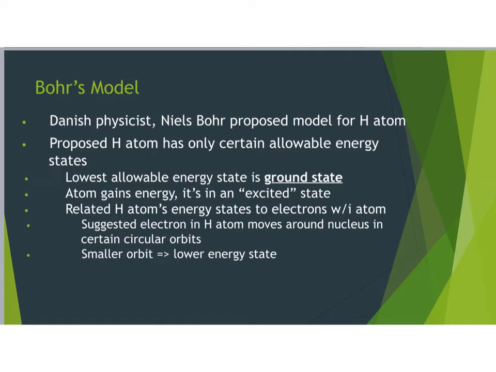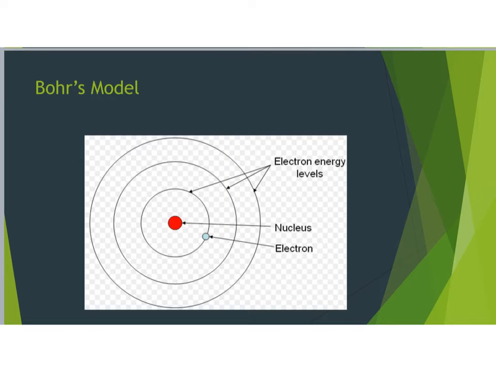He suggested that the electron in a hydrogen atom moves around the nucleus in certain circular orbits, and the smaller the orbit, the lower the energy state. Therefore, as we start adding energy, that orbit is going to get bigger and bigger. To give you a visual, this is what he was talking about.